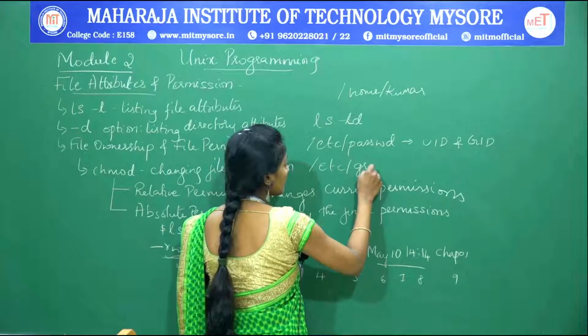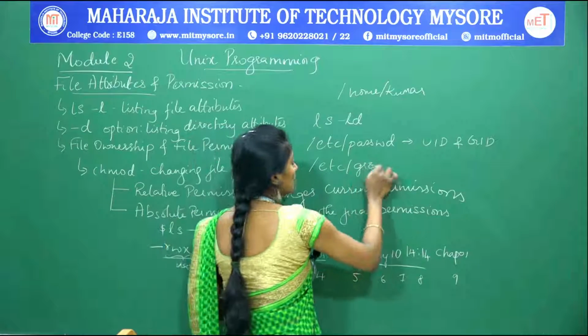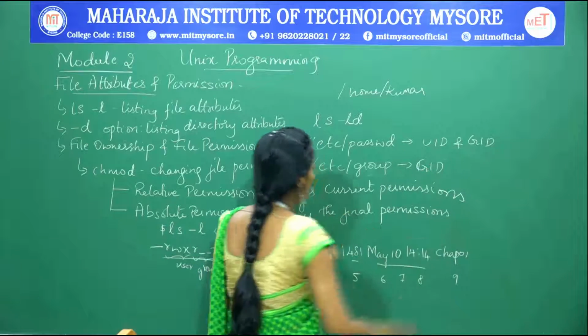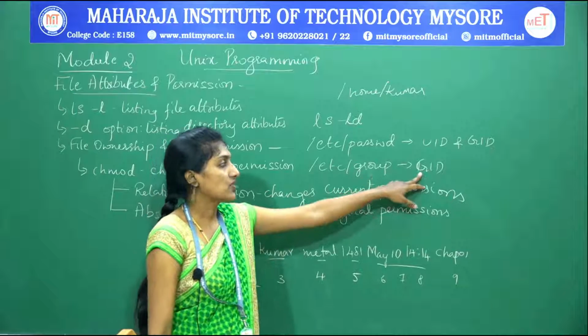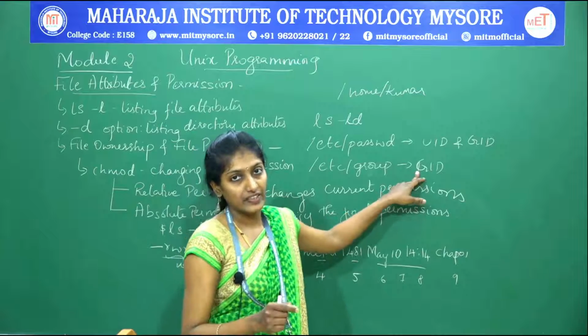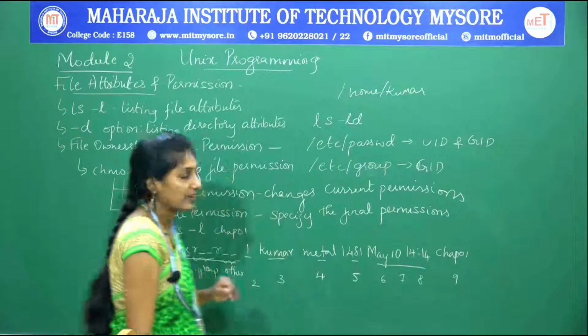If the user wants to know the group identification name and number, that can be seen in the directory path /etc/group. This is going to get you the GID, that is the group identification number, with respect to the name and the identification number of that particular file.